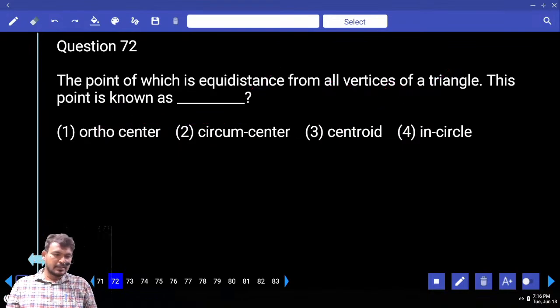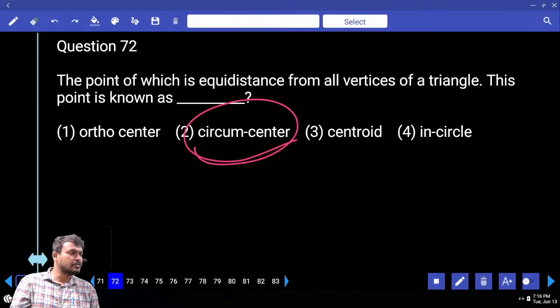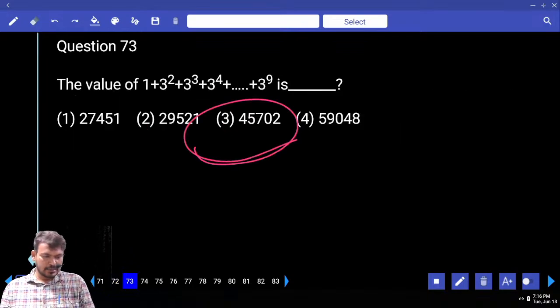Next, 72. I think it is a direct question. The point which is equidistant from all the vertices of a triangle, this point is known as the circumcenter. Next, 73.